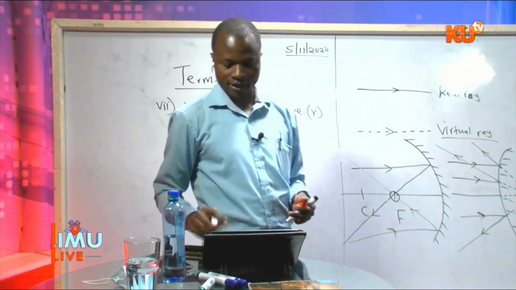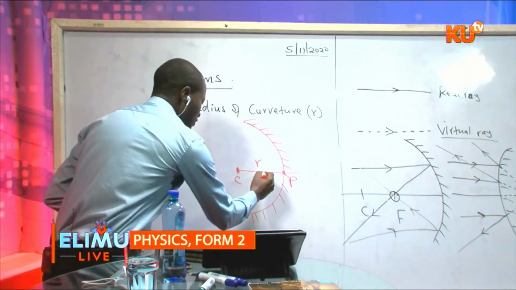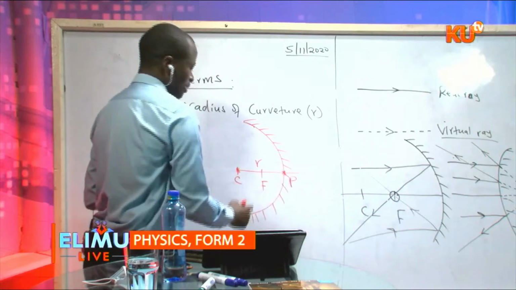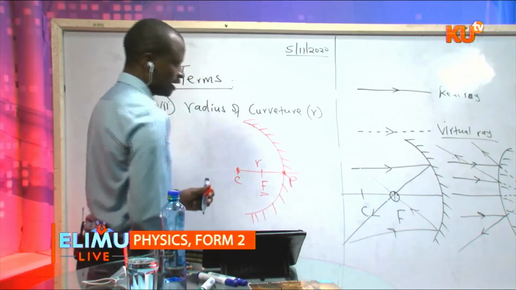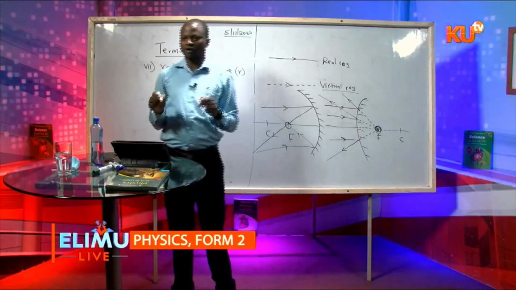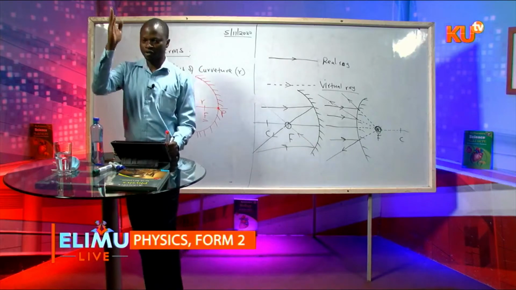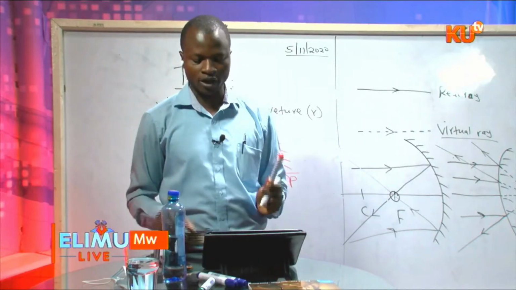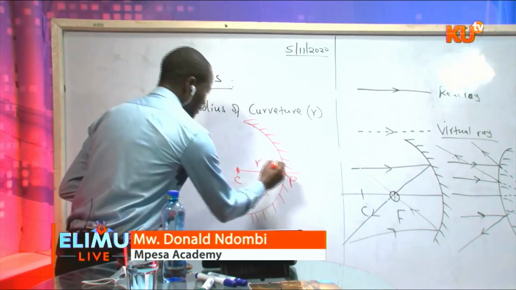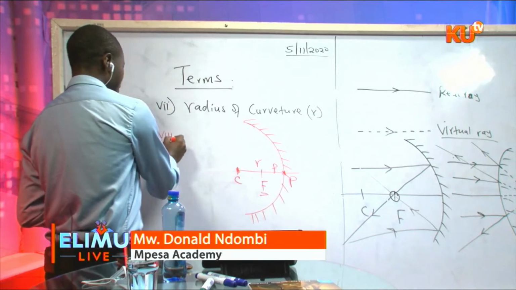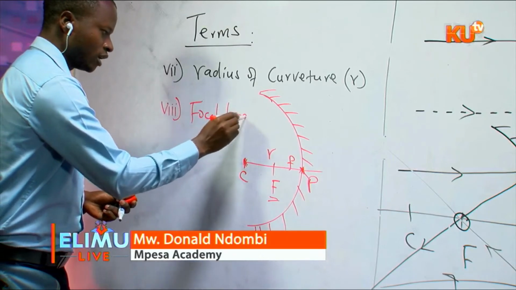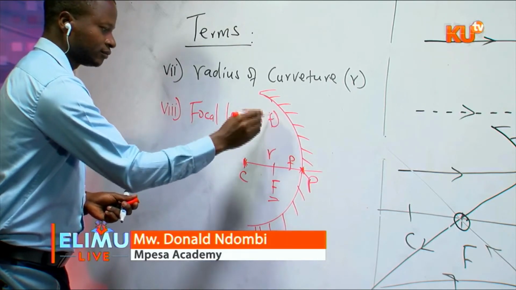Then the last distance is from F to P. What did we say F is? F was called the principal focus, or the focal point. So the distance from that principal focus to the pole of the mirror, we call it the focal length of the mirror. The focal length, small f. So our last term is focal length, which is f.